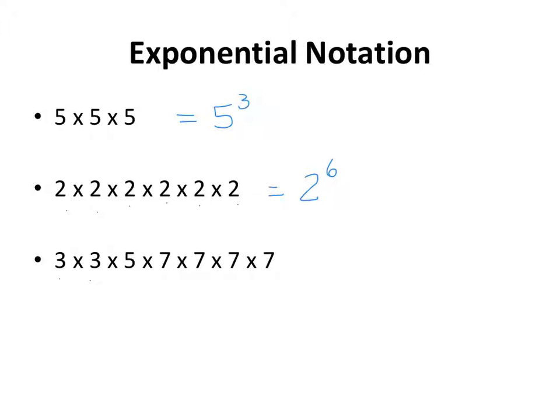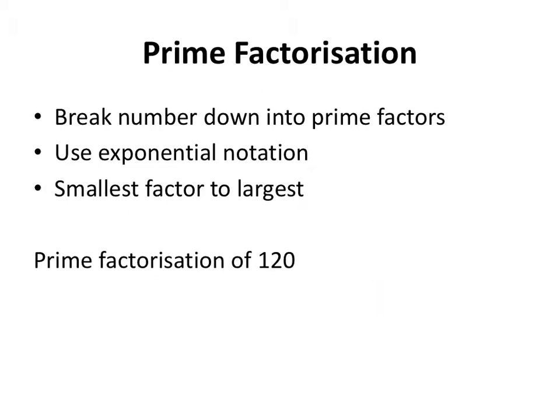In this last line, we have 3 multiplied by 3, or 3 squared, multiplied by a single 5, multiplied by 1, 2, 3, 4 7's, and so 7 to the power of 4. We're going to use exponential notation to help us with our prime factorizations.